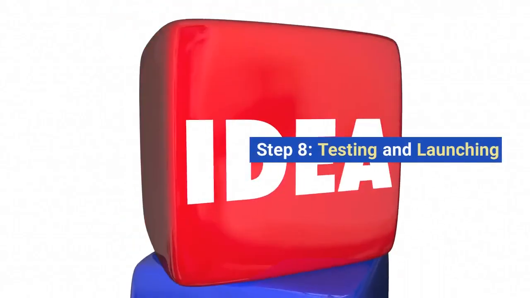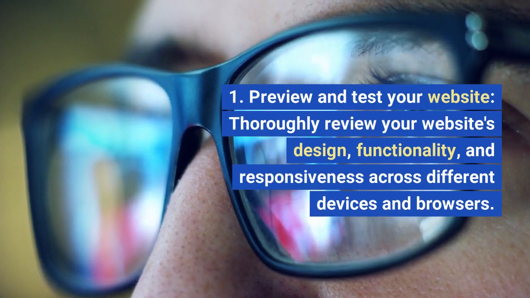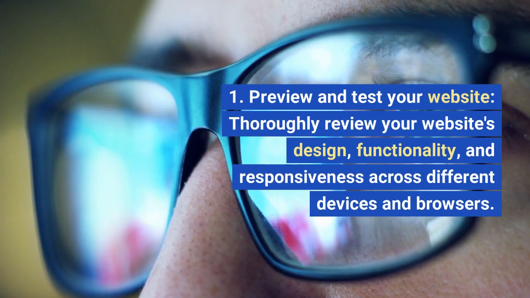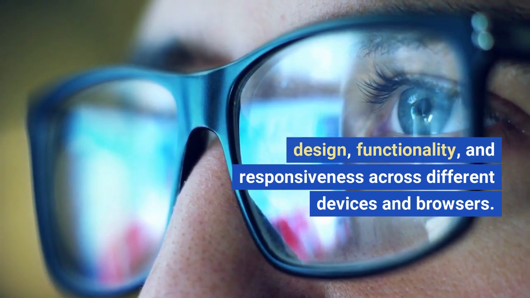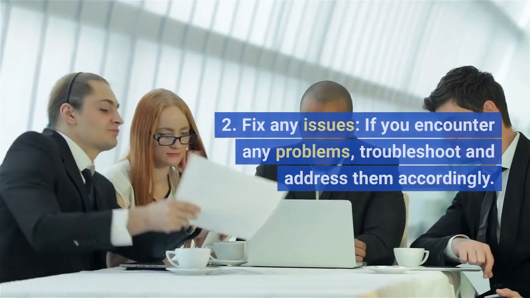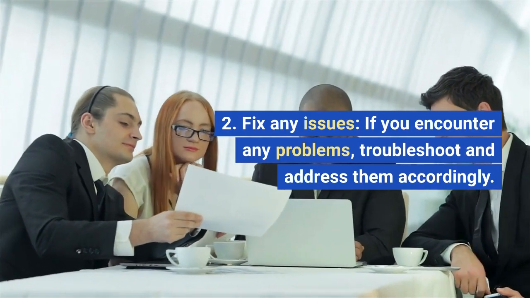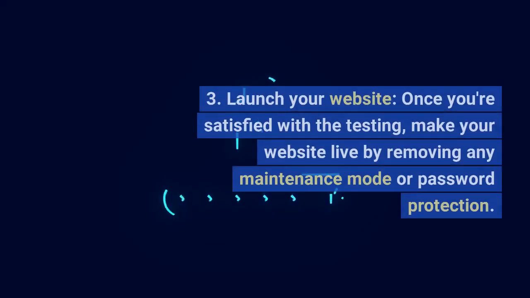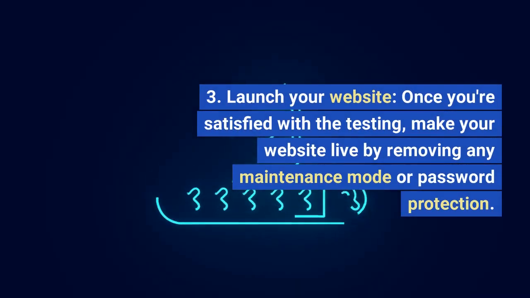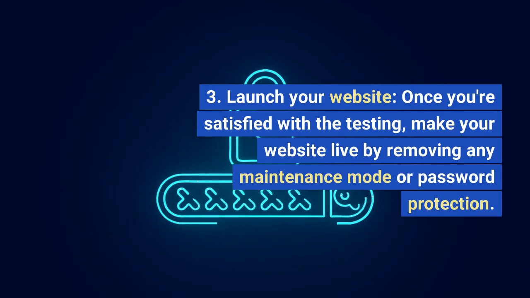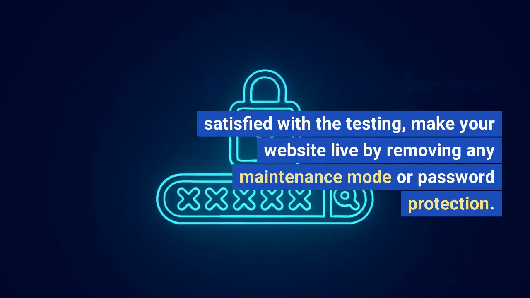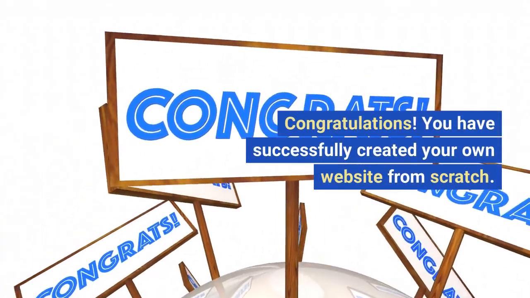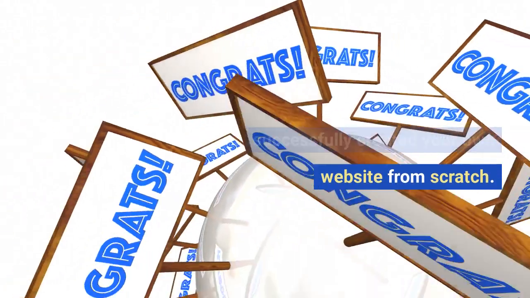Step 8. Testing and launching. 1. Preview and test your website. Thoroughly review your website's design, functionality, and responsiveness across different devices and browsers. 2. Fix any issues. If you encounter any problems, troubleshoot and address them accordingly. 3. Launch your website. Once you're satisfied with the testing, make your website live by removing any maintenance mode or password protection. Congratulations! You have successfully created your own website from scratch.